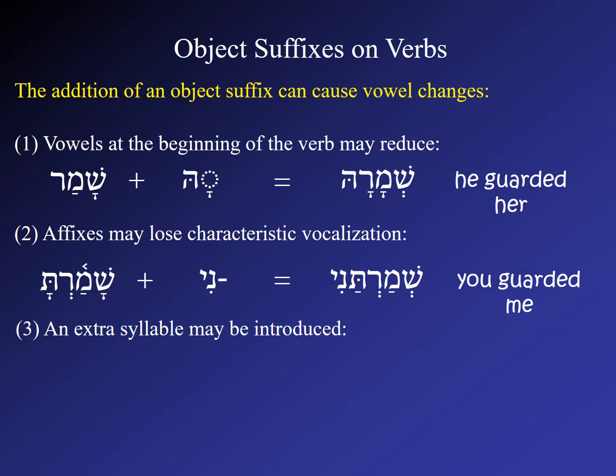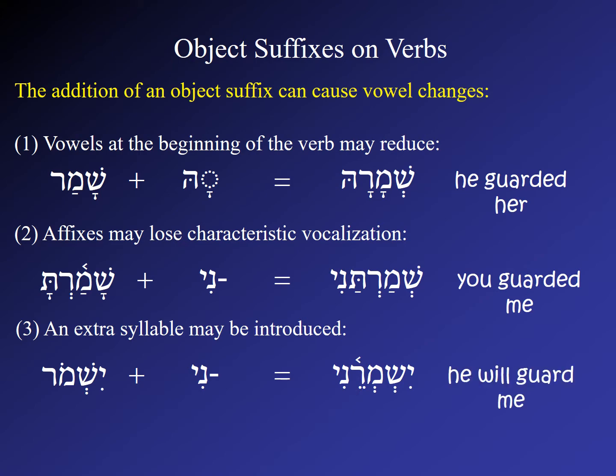And finally, for pronunciation purposes, we may introduce an extra syllable. So yishmor, he will guard, and ni, me, becomes yishmereni. Notice we've added this tsere here, to make this pronounceable, yishmereni. This means he will guard me. These changes that take place are a little bit complex, and you just really need to learn to recognize them and not to form them.